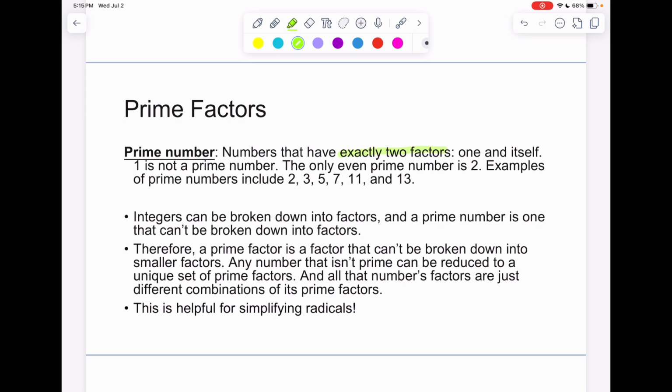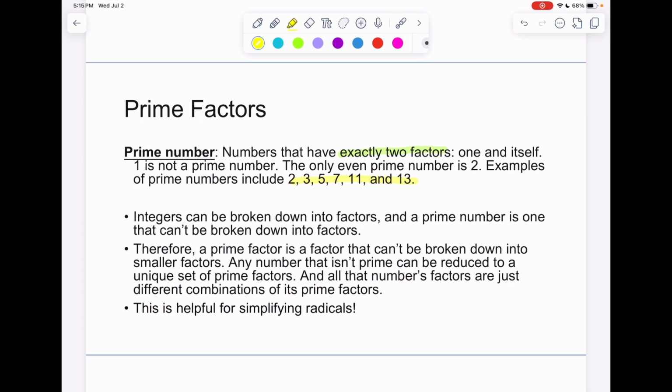because 2 only has the factors 1 and 2, but all other even numbers will also have 2 as a factor. Some other examples of prime numbers are 2, 3, 5, 7, 11, and 13. A lot of people add 9 to the list, but that would be mistaken because 9 has factors of 3, 1, and 9. That's 3 factors, not 2.